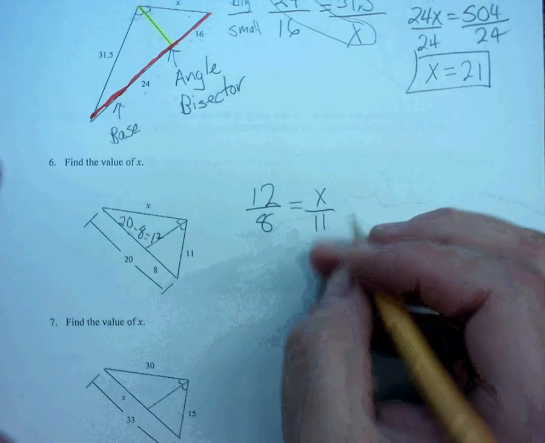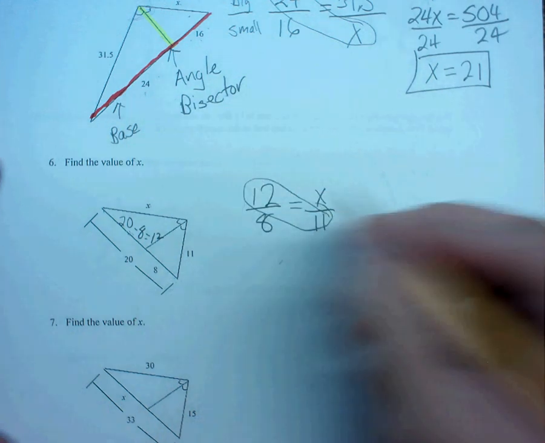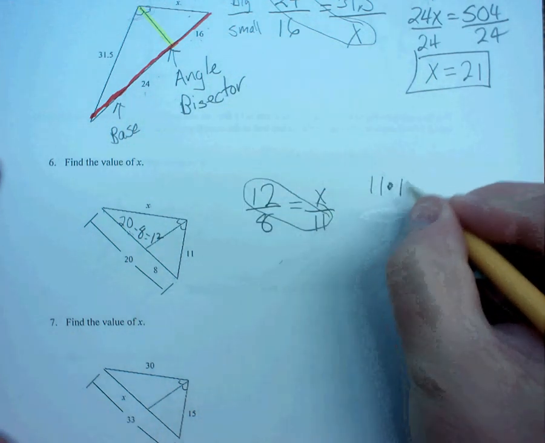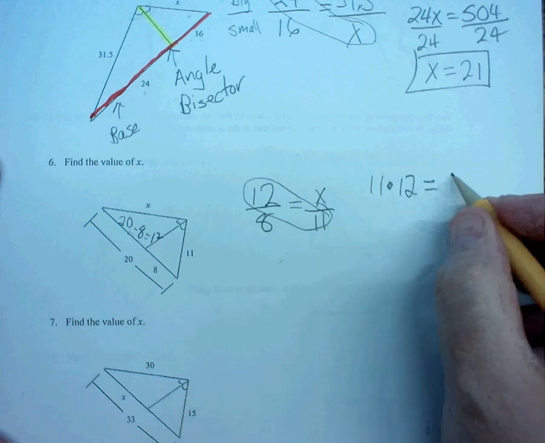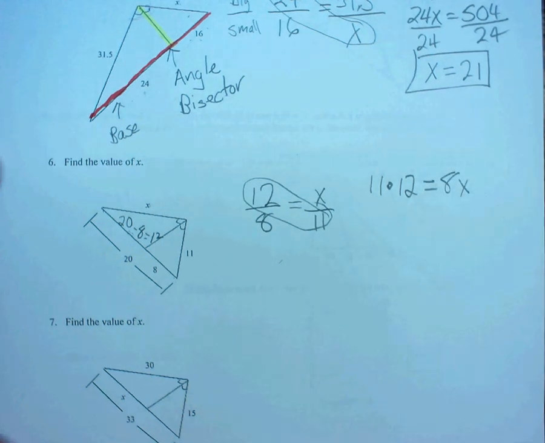Okay? So now I'm going to cross multiply. I'm going to say 11 times 12, I believe is 132, and I set that equal to 8 times x.